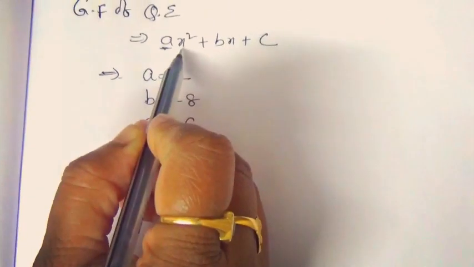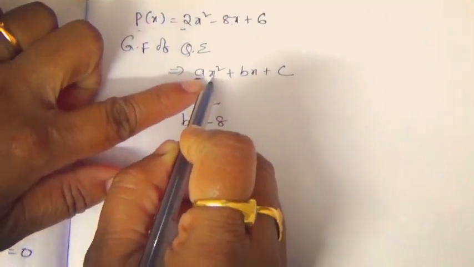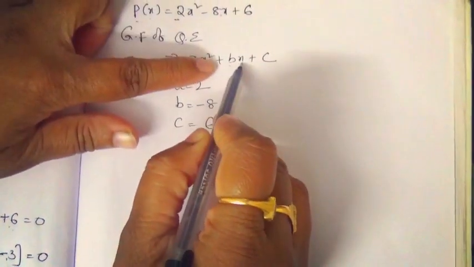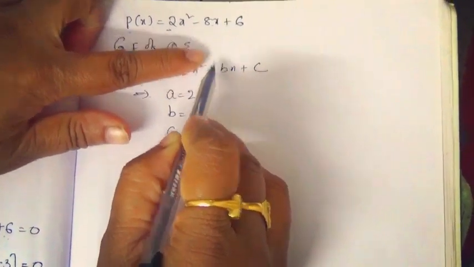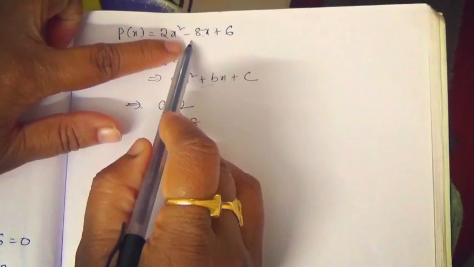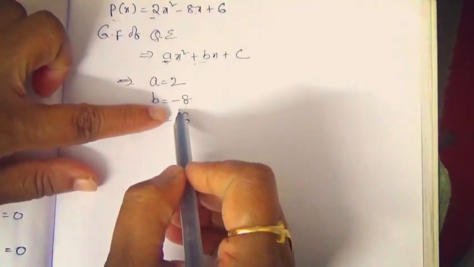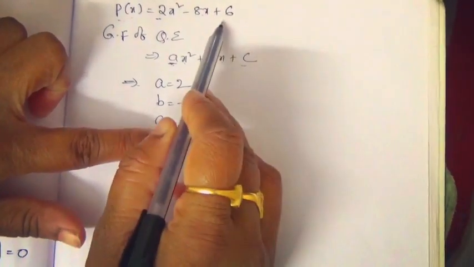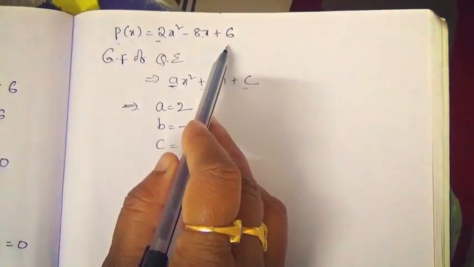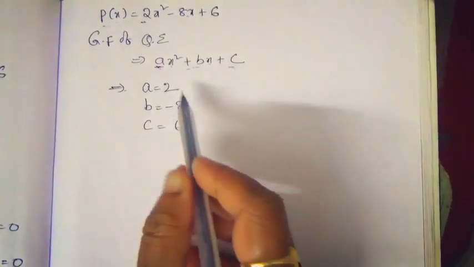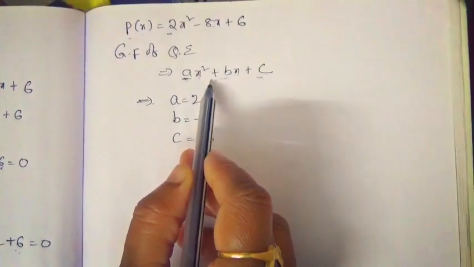The coefficient of x square is 2, so here a is equal to 2. The coefficient of x is b, here it is minus 8. If you have any negative number, you just take the same number as it is. Here the constant term is c, and c is equal to 6. Just like that, you write a, b, c when you compare with the general form of the quadratic equation.